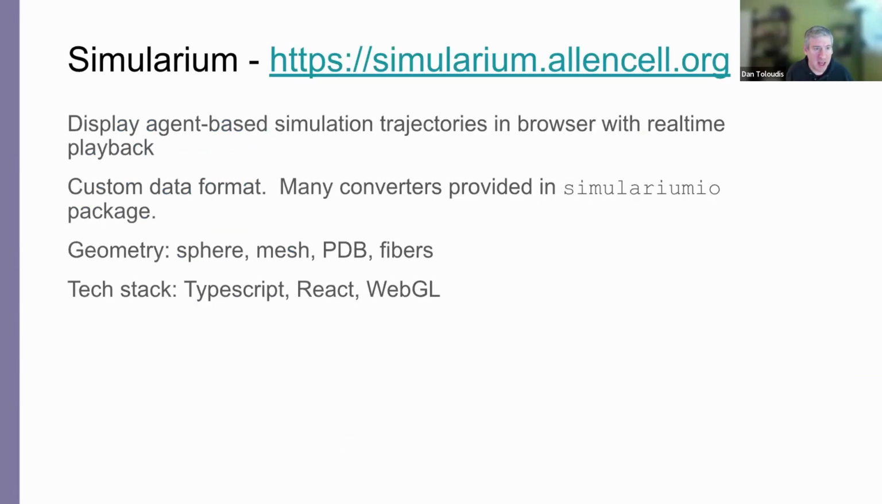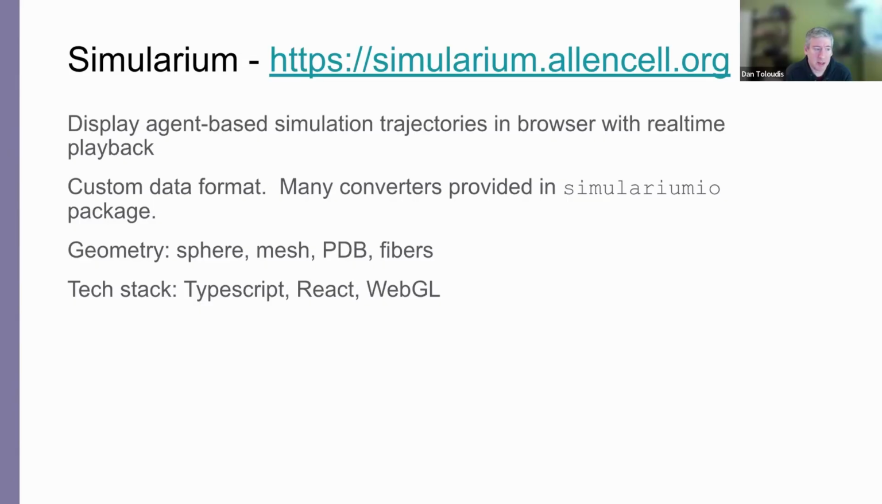So I think that is my intro. I'm going to step into a demo now. Again, this is just an overview of the Simularium viewer. We're going to display agent-based simulation trajectories in the browser. Simularium uses a custom data format. We provide converters from many well-known simulation packages in our Simularium IO package. We also support automatic data conversion as sort of an experimental feature, which I'm going to show in a second.